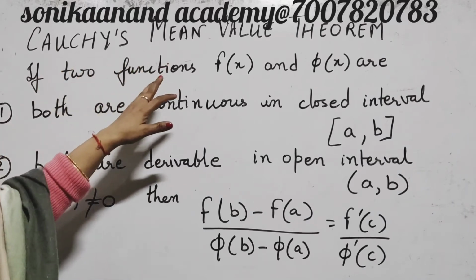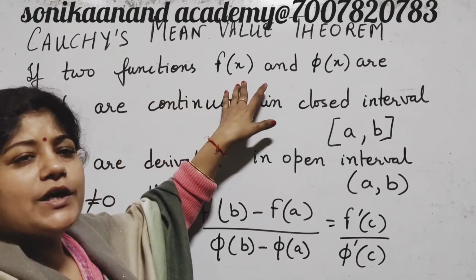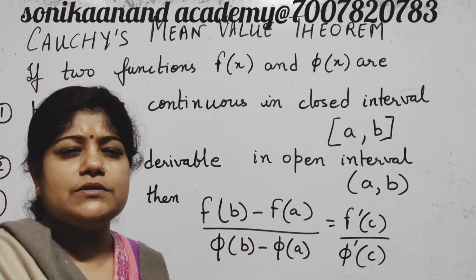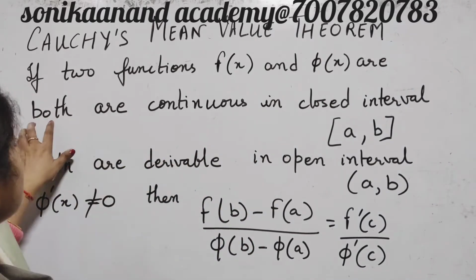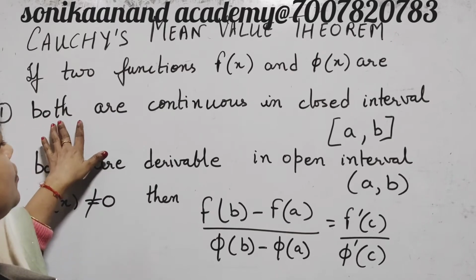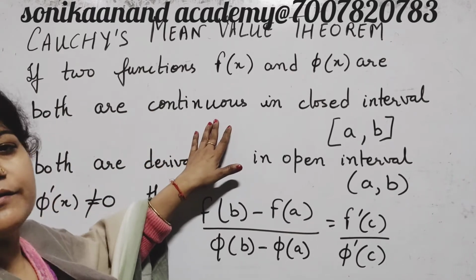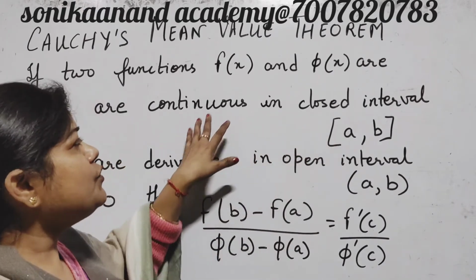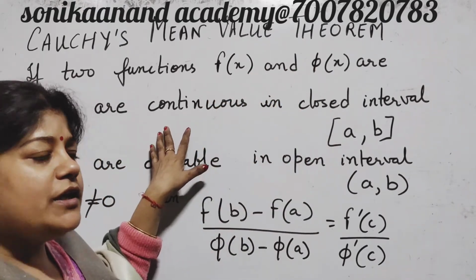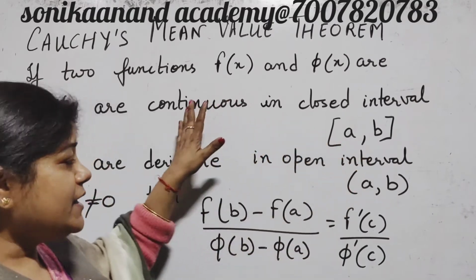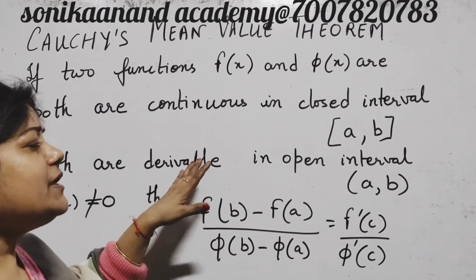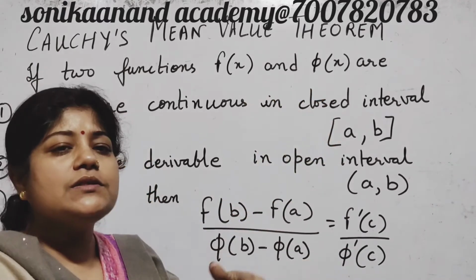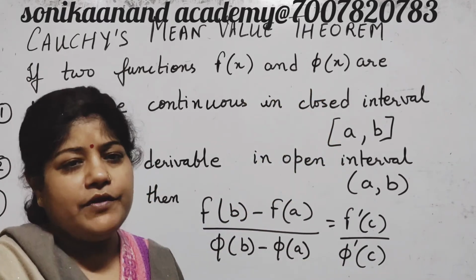In Cauchy's mean value theorem, we are given two functions, f(x) and psi(x). That means in this question, you get two functions. Firstly, we have to show both these functions are continuous for the given interval. Secondly, we have to show both these functions are differentiable for the given limits. That means both given functions can easily be differentiated.